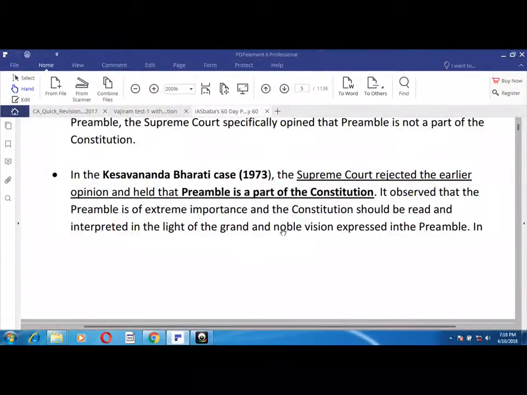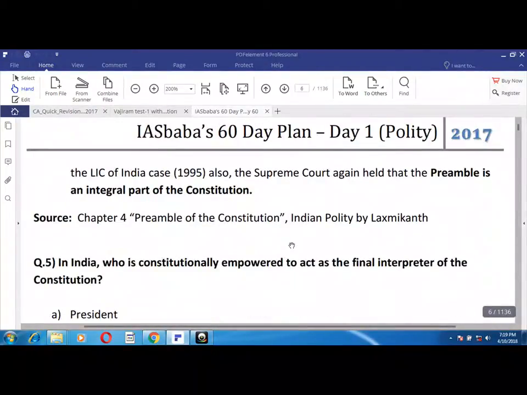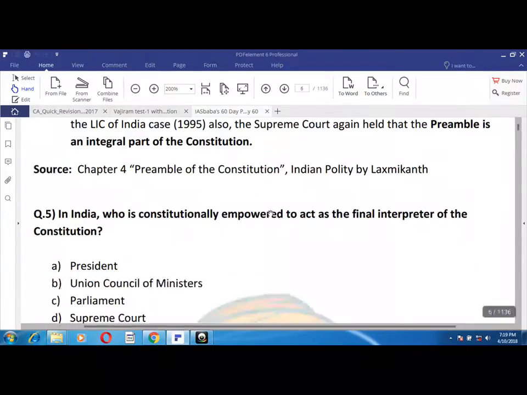Next, the Kesavananda Bharati case. In 1973, the Supreme Court rejected the earlier opinion and held that the preamble is a part of the Constitution. It observed that the preamble is of extreme importance and the Constitution should be read and interpreted in the light of the grand and noble vision expressed in the preamble. In the LIC of India case, the Supreme Court again held that the preamble is an integral part of the Constitution.